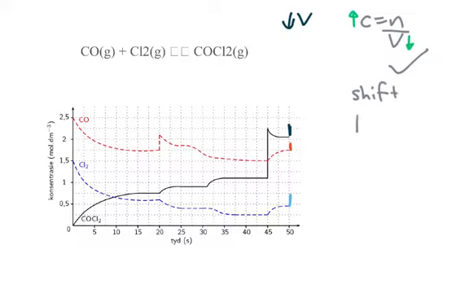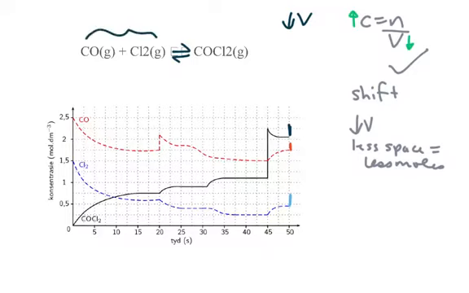If I have a decrease in volume, I'm getting a smaller container, less space equals less moles. So let's go back to this equilibrium equation. If I have less space, less moles, which side of the equilibrium has less moles? Well, on the left-hand side, I have a total of 2, and on the right-hand side, I have a total of 1, which means I'm going to shift to the right.